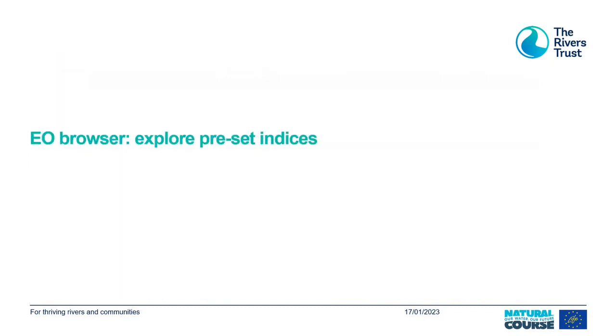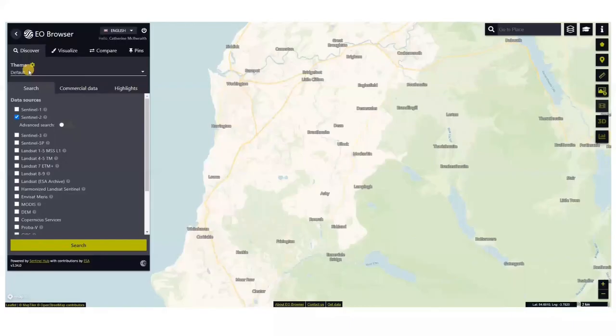So first, let's look at how you can quickly search for and then apply different remote sensing indices in the browser. The first thing that you need to do is to select which data sources you want to view data for. So in this example, we're going to look at Sentinel-2. And on EO browser, you can look at all the historical data for Sentinel-2, rather than just being limited to the last 14 months as you are in Esri. So it's much more comprehensive.